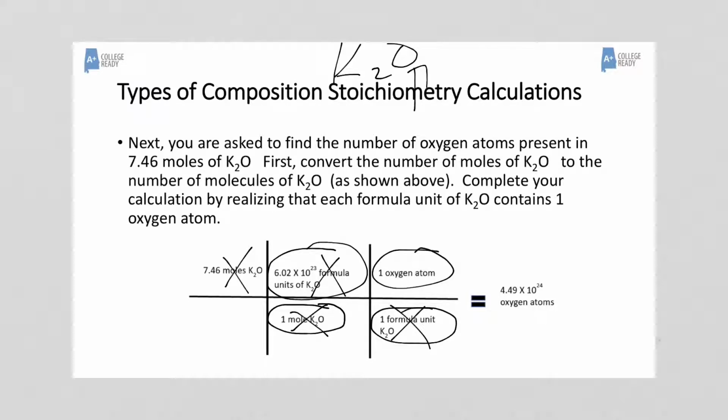We multiply across the top. We end up with 4.49 times 10 to the 24th oxygen atoms. And that's the number of atoms in 7.46 moles of potassium oxide. And again, that's the number of oxygen atoms in 7.46 moles of K2O.